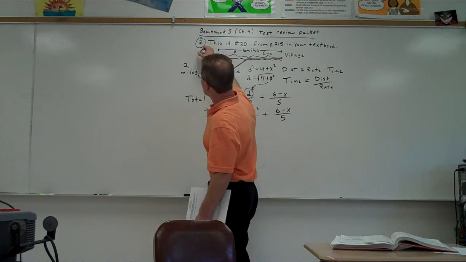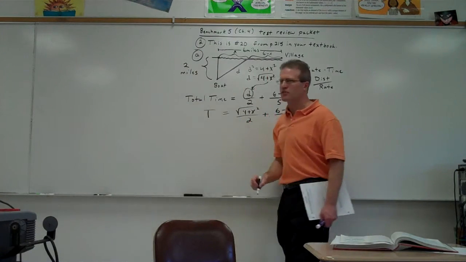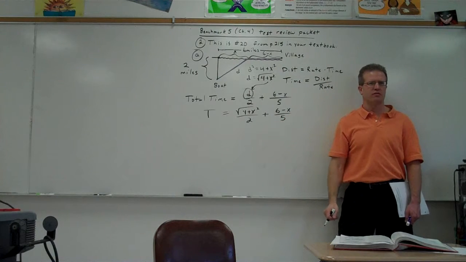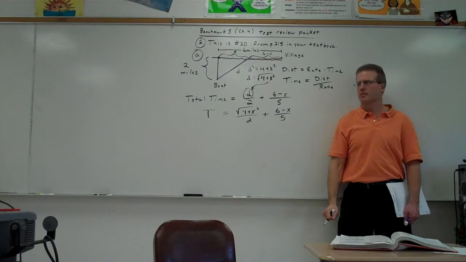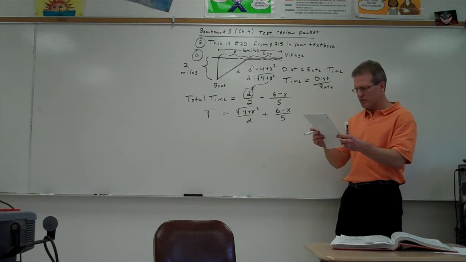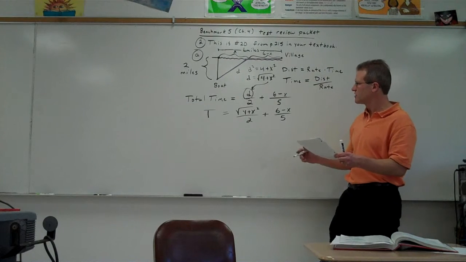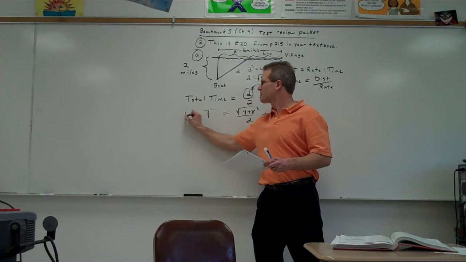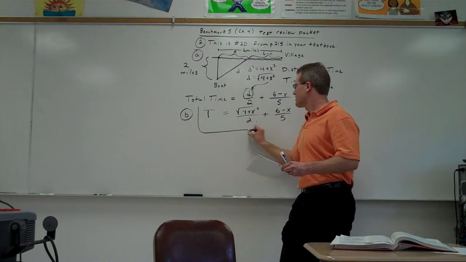So part A is our diagram. I guess any questions about the diagram before I go any further? Part B asks you to write an expression for the total time to walk and row to the village. This is the answer to B. That's our total time.